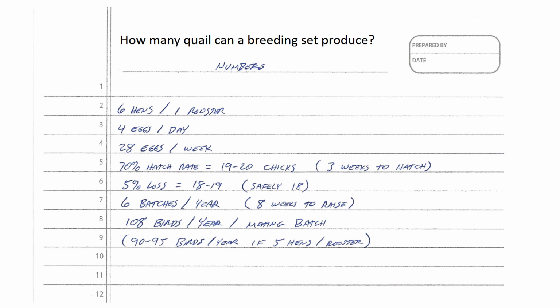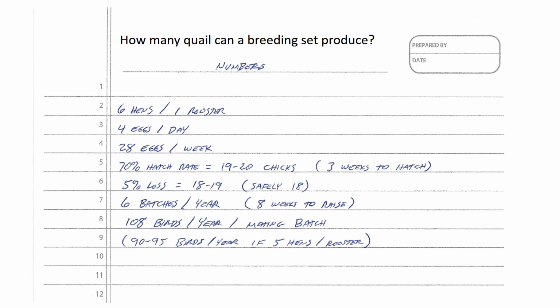So how many quail can a breeding set produce? So if you take 6 hens and 1 rooster, I wouldn't recommend putting any more than that in with a rooster. You can go anywhere from 4 to 6. Again, we do 5. But at 6 hens per 1 rooster, you can expect 4 eggs a day, roughly 28 eggs per week. At a 70% hatch rate, you're going to be 19 to 20 chicks. 5% loss, so you're going to safely have 18.